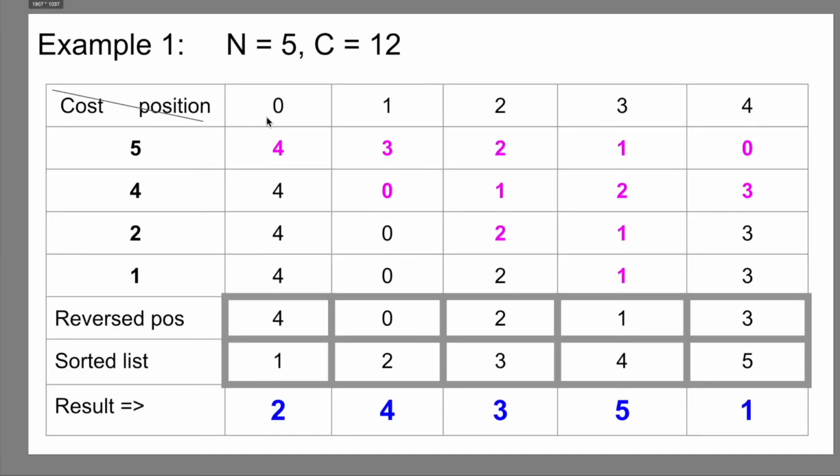We start from the positions of the list, which are 0, 1, 2, 3, 4. And on each step, reverse according to the cost. Then we get the new list of positions. And after this reversing, the final list is supposed to be sorted: 1, 2, 3, 4, 5. So just assign numbers to the corresponding positions.